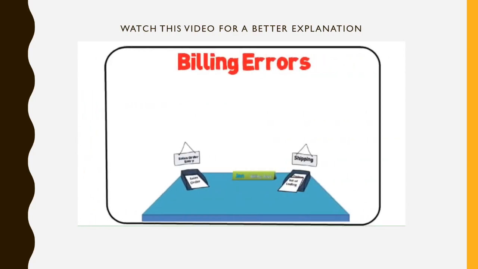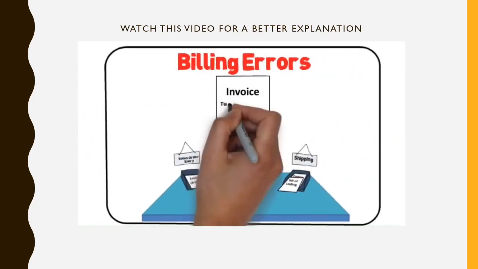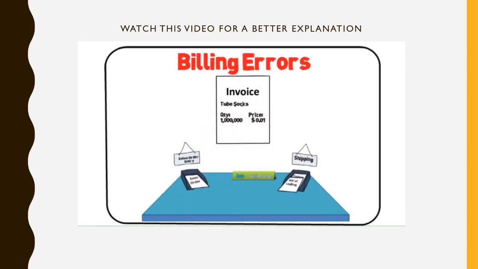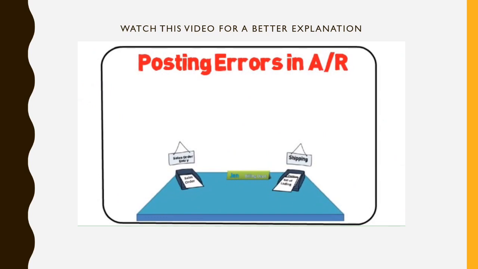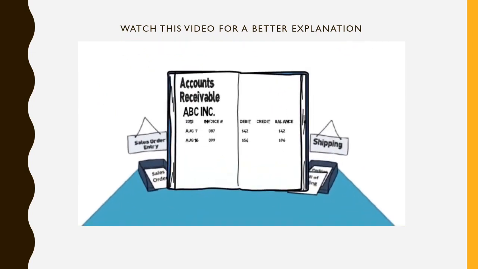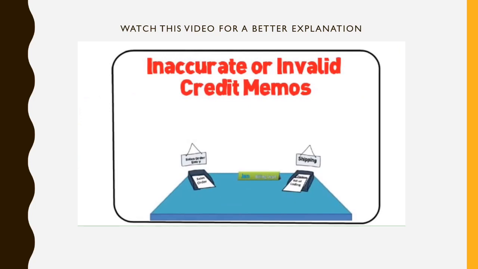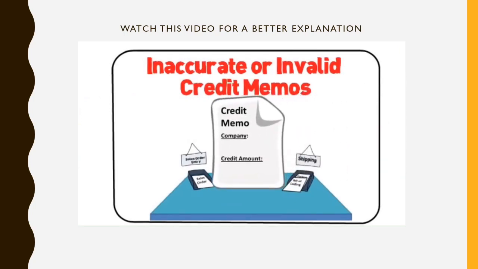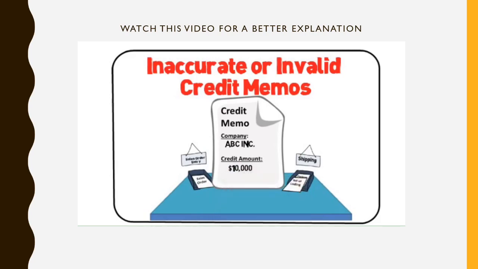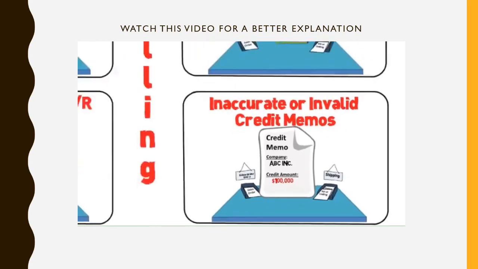For billing errors, a customer could be billed the wrong amount based on the quantity ordered. And for posting errors in accounts receivable, well, it's just that. Errors are posted in accounts receivable. With inaccurate or invalid credit memos, a customer who should receive a $10,000 credit based on returned goods could be given something like $100,000 of credit.